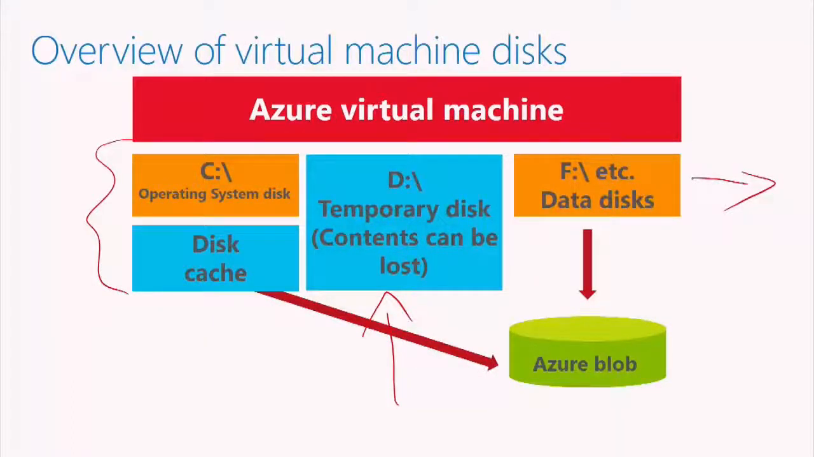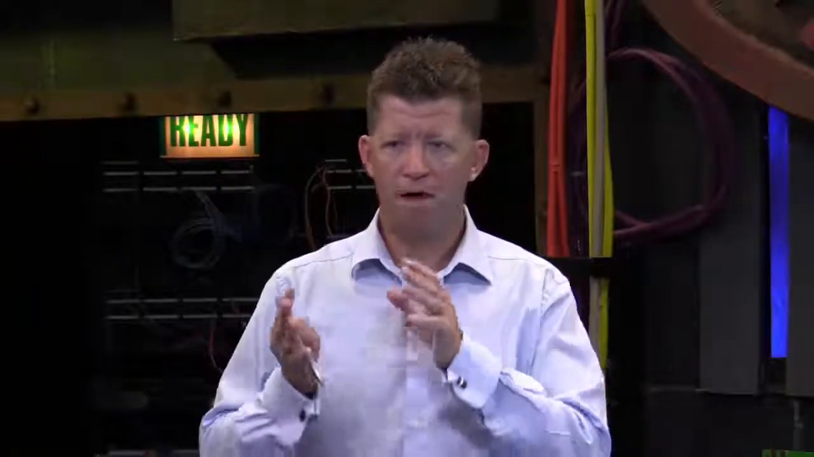So if this, for example, is going to be a SQL Server database, the SQL Server files would go on drive F and above. And you can have as many drives as the size of the virtual machine you've selected allows you to have. Remember, the type of virtual machine you pick, the size of the virtual machine, dictates how many additional data disks you can have.